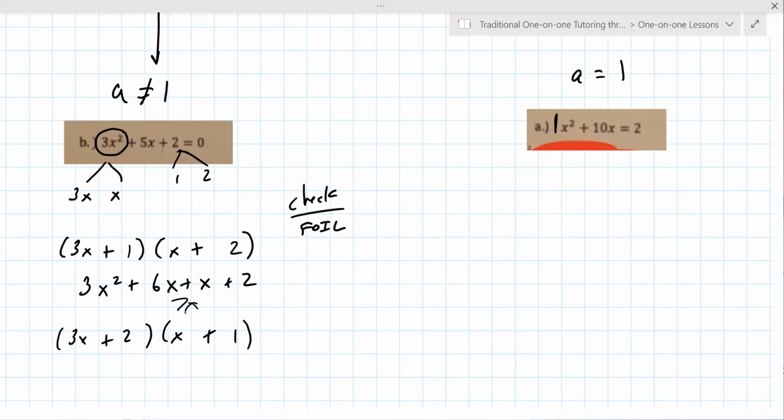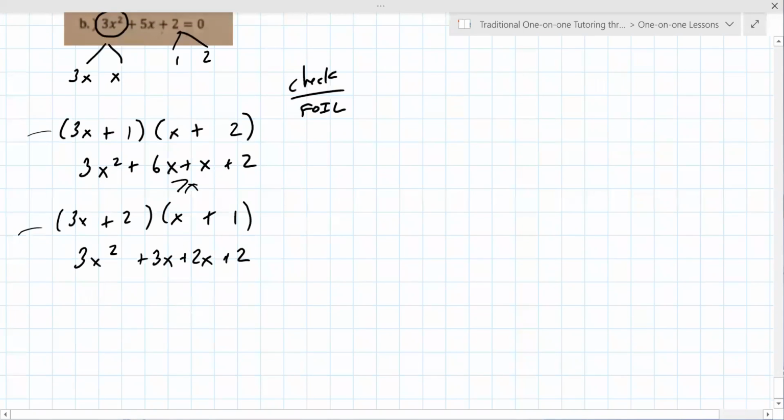Where it's 3x squared plus 5x plus 2. And then this is where you have to put the line down the middle and solve both sides, right? No, we're not doing that. Well, yes, we will, but not yet. Which one is right, the first one or the second one? I think the second one. So let's FOIL it. It's 3x squared plus 3x plus 2x plus 2. So that does get you back to the 5x.